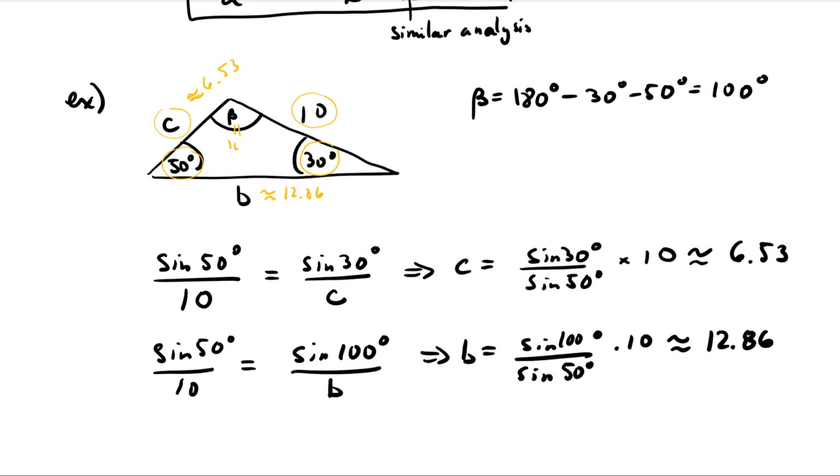And beta is 100 degrees. So you see I've solved for the triangle. I found all the sides, all the angles. Let's take a look at another example.